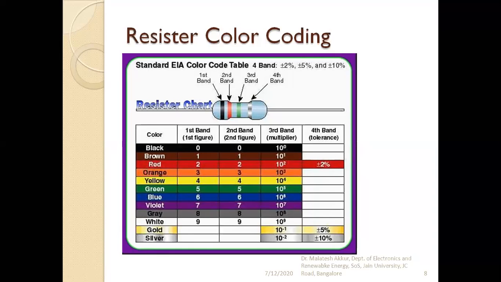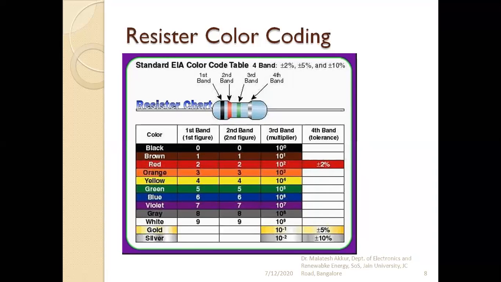The brown. The second is the red or the orange, we can say. We can take any bands, we have the digits here. The third band is the green. Let's consider in this case brown, orange, and green. The brown is 1, the orange is 3, and the green is 5. It is nothing but 1, 3, that is 13.